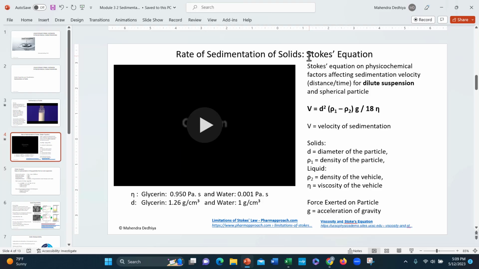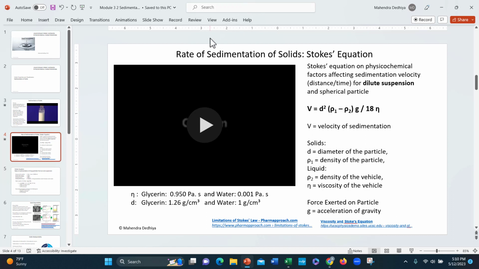The rate of sedimentation of solid is described by Stokes' equation. Stokes' equation on physicochemical properties affecting sedimentation velocity, distance over time, is valid for dilute suspension and spherical particles. However, it is widely used as a first estimate for suspensions. Velocity is proportional to the diameter squared, density difference, and gravitational force, divided by 18 times the viscosity.